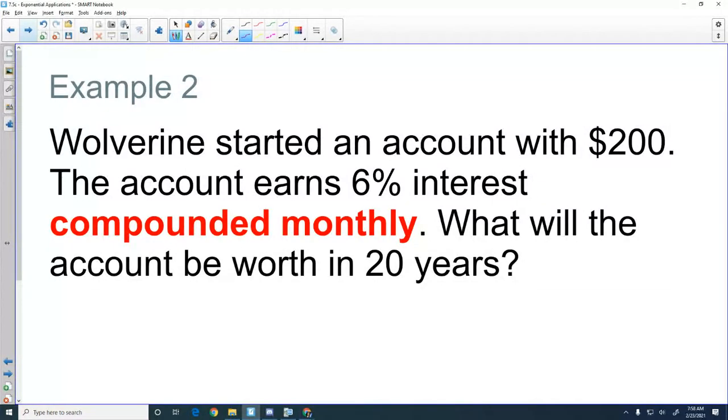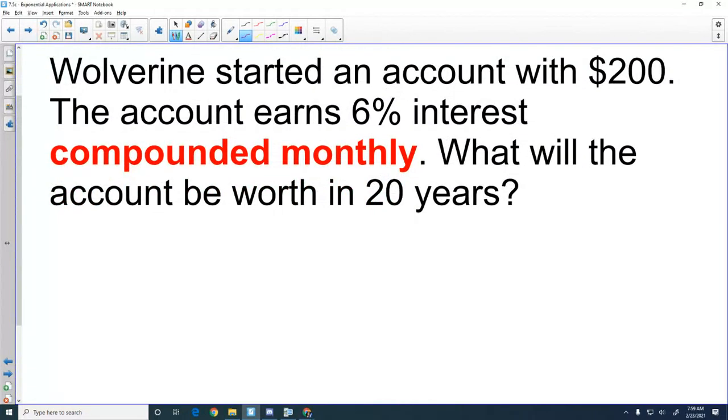All right, I guess a lot of heroes get a discount on their finances this year. Wolverine started an account with $200. And that account earned 6% interest, but that was compounded monthly. So what will that account be worth in 20 years?